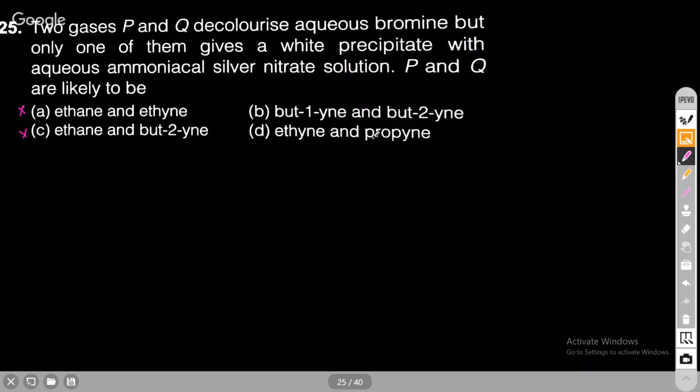So both are actually terminal alkynes, right? So both should give the white precipitate with this salt, which is not the condition we have, because it says only one of them. So we should have only one terminal alkyne, and that is only possible in the case of option B, right? So option B is correct.